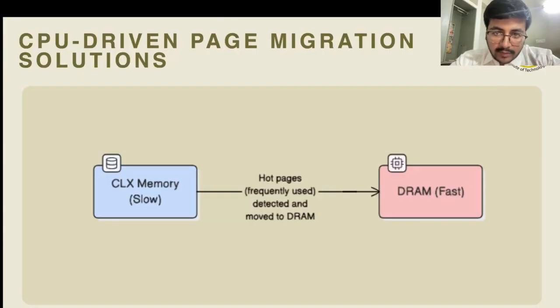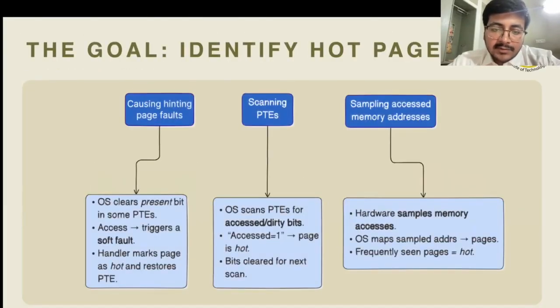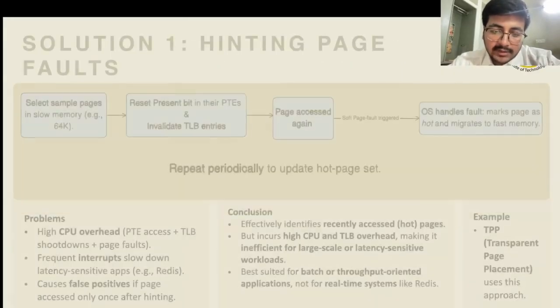Let's start with a quick overview of CPU-driven page migration. In CXL-based memory systems, we have two types of memory, slow CXL memory and fast DRAM. The main idea is to detect frequently accessed pages in slow memory and move them to DRAM to boost performance. To do this, CPUs mainly use three methods: causing hinting page faults, scanning page table entries, and sampling accessed memory addresses. Let's look at how each of these works.